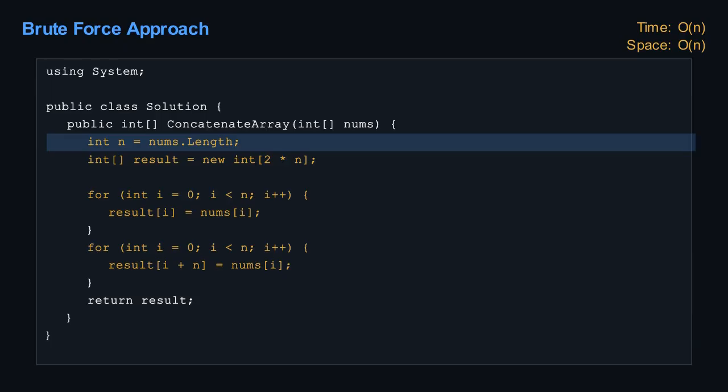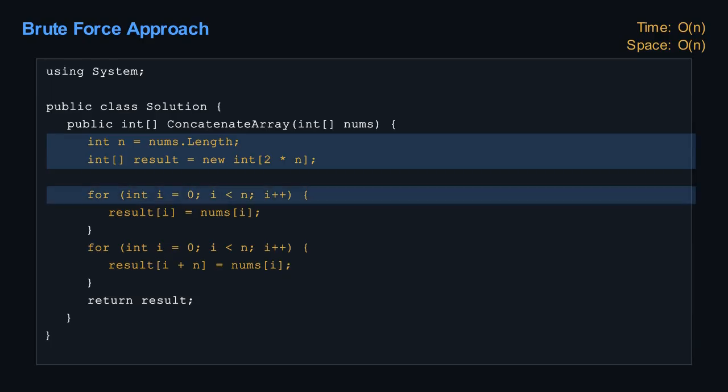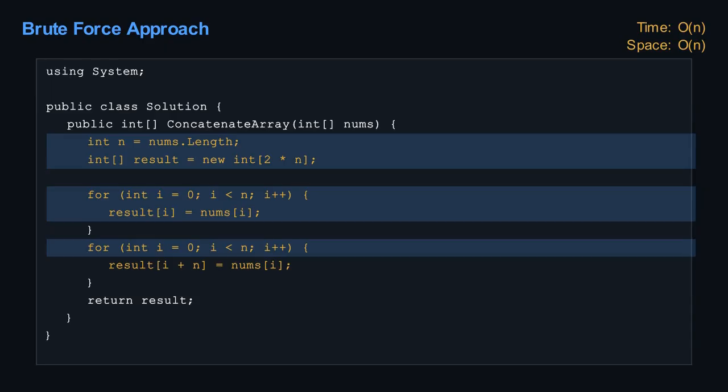A straightforward, brute force approach involves creating a new array of double the original size. Then we can iterate through the original array twice. First, we copy all elements of nums into the first half of our new array. Subsequently, we iterate through nums again, copying its elements into the second half of the new array. This works, but it's essentially two separate loops doing similar work. This approach has a time complexity of big O of n because we iterate through the array twice, and a space complexity of big O of n for the new array.